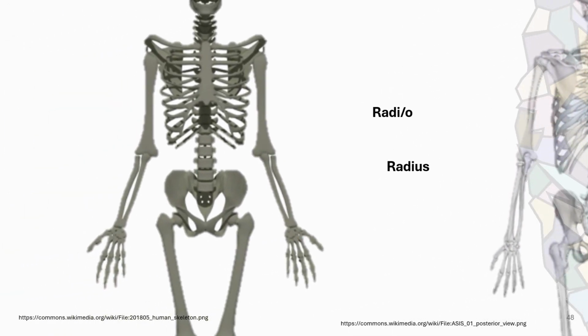All right, radio. Radio refers to the radius, which is the name of the bone in your forearm, and it is the one that is a little bit more towards the thumb side. Okay, so the radius is on the thumb side of your forearm, and it runs from approximately your wrist to your elbow.